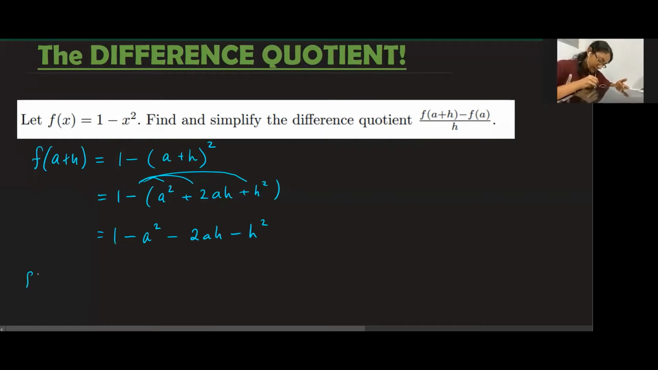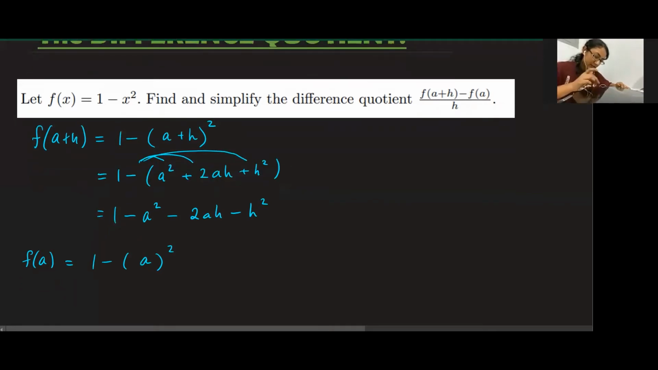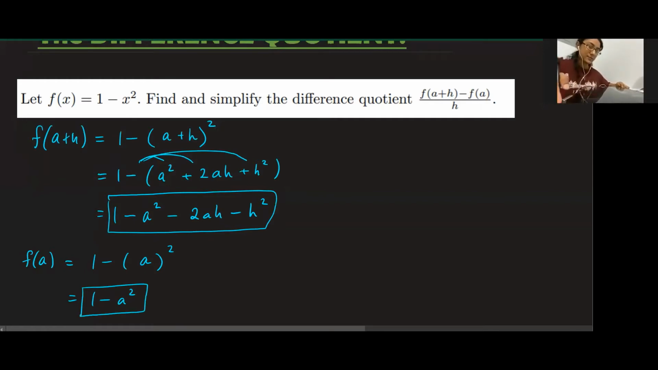Then for f of a, we're going to substitute a into x for the original function. So we have 1 minus a squared. And just removing the parentheses, this is 1 minus a squared. So this is what we're going to substitute for f of a. Now let's find the difference quotient.